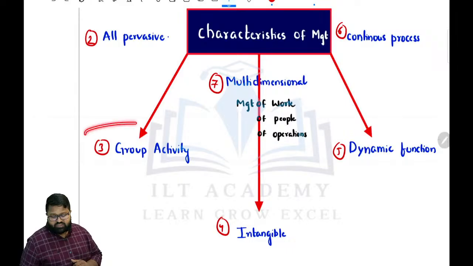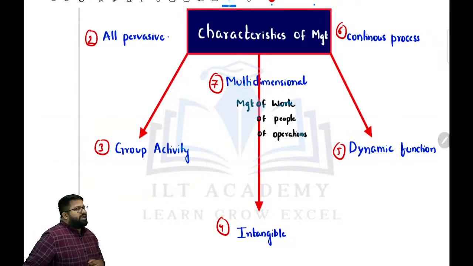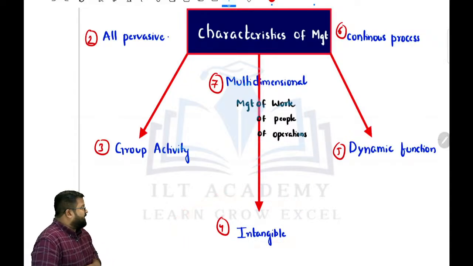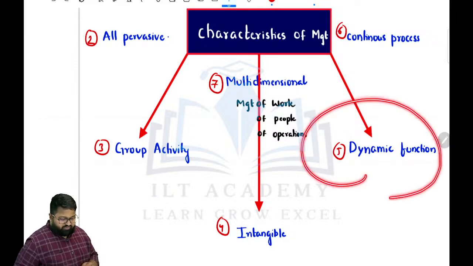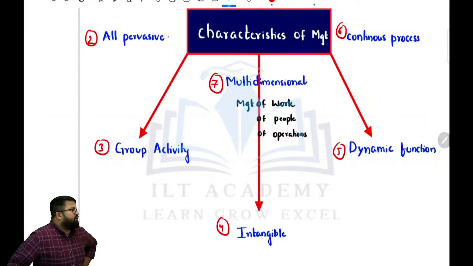And what about the third one? It is like a team working for an organization, not just for one person. And the next one? Is it tangible or intangible? It is straight away intangible. And the fifth one? What type of function? Dynamic function. What is meant by dynamic function? It keeps on changing based on the requirement.